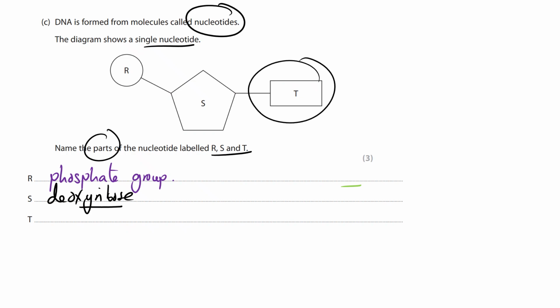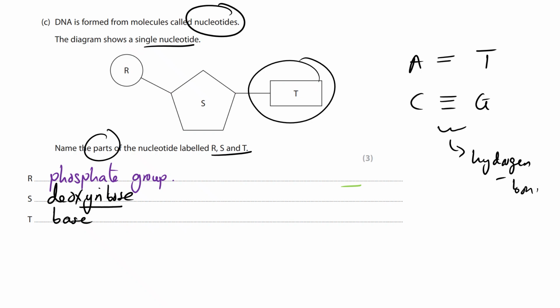Anyways, T refers to the base. How many bases do we have of DNA? Exactly, we've got 4 bases. And what are the 4 bases, I ask you? Exactly, you've got A and T, C and G. A and T are paired with each other, and C and G. And some extra information, they're held together by hydrogen bonds. So that was a little bit of A level. But anyways, that's what holds them together.